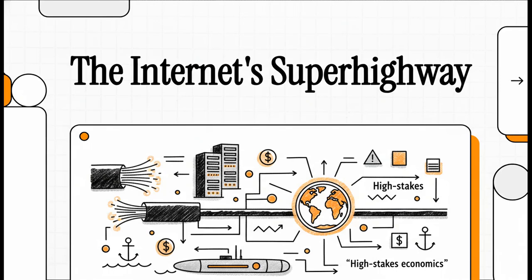We basically live our lives online, right? But underneath every single click, every stream, every file we share, there's this huge physical superhighway. It's made of glass and light, and it's run by some seriously high-stakes economics. In this explainer, we're going to pull back the curtain on this hidden world.